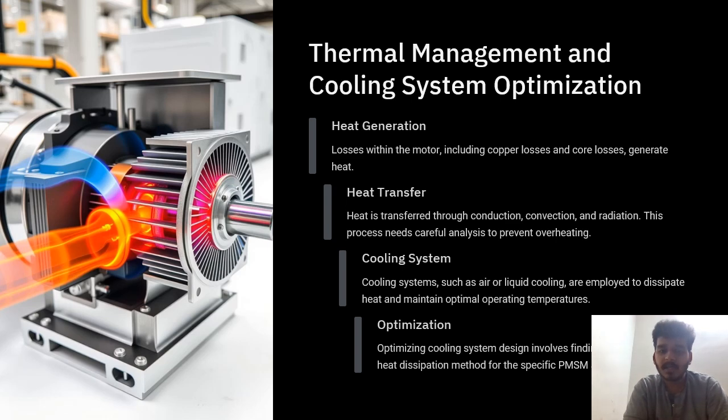Heat is transferred through conduction, convection, and radiation. This process needs careful analysis to prevent overheating. Then coming to the cooling system, such as air and/or liquid cooling, it is employed to dissipate heat and maintain optimal operating temperatures. Next one is optimizing. Optimizing cooling system design involves finding the most efficient heat dissipation method for the permanent magnet synchronous motor application.